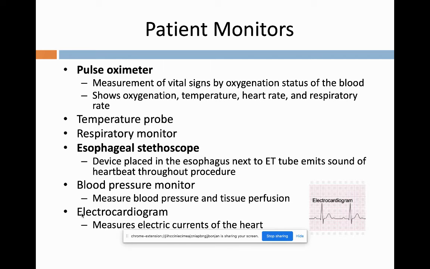Monitoring the patient is an important part of the surgery. Pulse oximeter is going to help measure an important vital sign, the oxygen saturation of the blood. It may also look at some heart rate, respiratory rate, temperature with that pulse ox as well. There may be a temperature probe or a respiratory monitor, even an esophageal stethoscope to be able to look at the heartbeat through the endotracheal tube that will be administered when the patient's intubated. Blood pressure might be monitored as well as any electric currents of the heart or electrocardiogram.